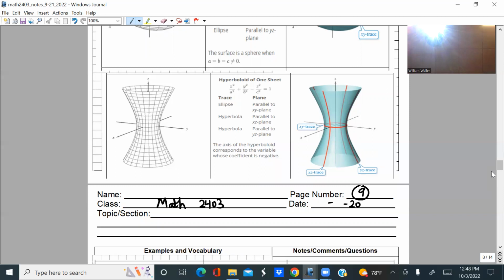Notice it says the axis of the hyperboloid will correspond to the variable whose coefficient is negative. So you see in this equation, since the z term is negative, the axis of the hyperboloid is parallel to the z-axis. So this hyperboloid is up and down.